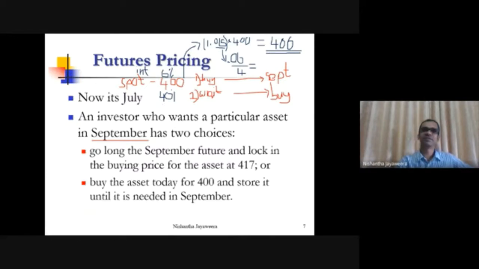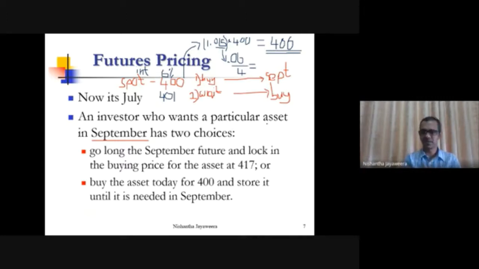The price expectation is 401. Which one do you select? Whether you buy it today or wait until September. You wait until September because you can earn 6 rupees. You lose only 1 rupee. The net gain is 5 rupees.